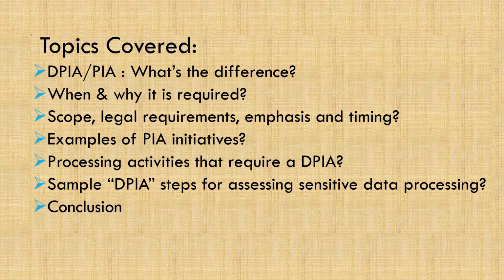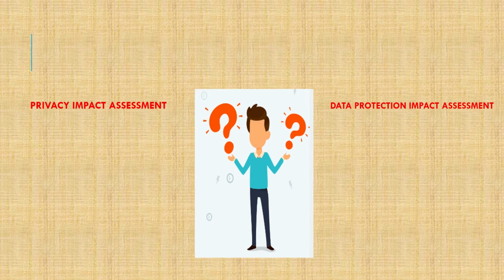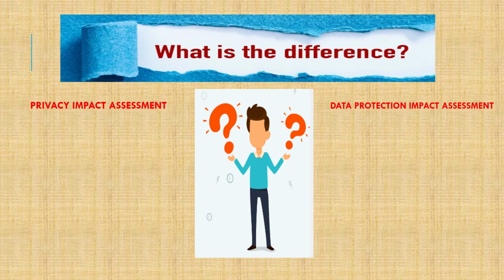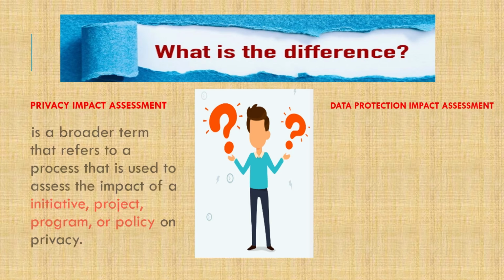Let's see the difference between the DPIA and PIA first. So what is the difference? Privacy impact assessment is a broader term that refers to a process that is used to assess the impact of an initiative, project, program or policy on privacy.